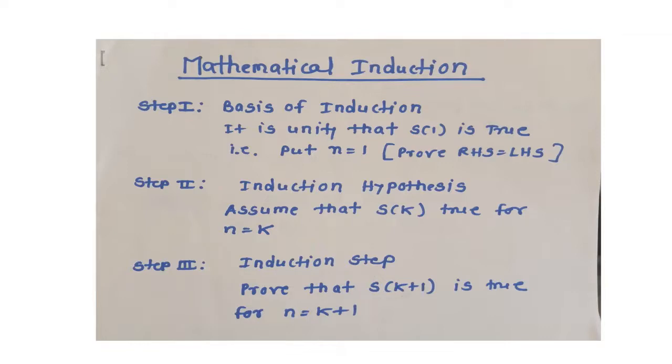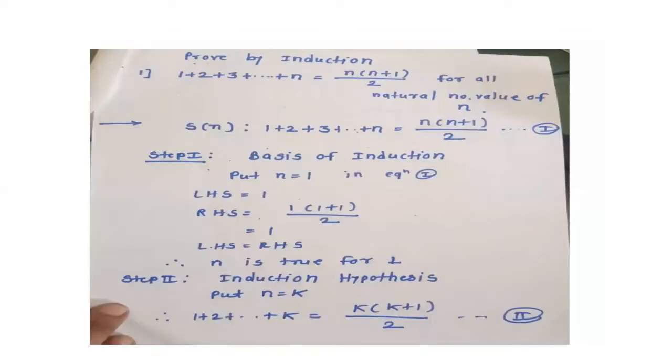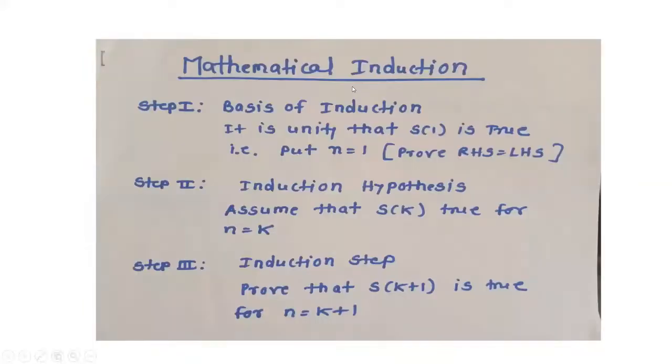So this is the example. Prove by induction that 1 plus 2 plus 3 plus up to n is equal to n into n plus 1 divided by 2, for all natural number values of n. So what are these 3 steps? Before we start with the example, let us understand these 3 steps: basis of induction, induction hypothesis, and induction step.